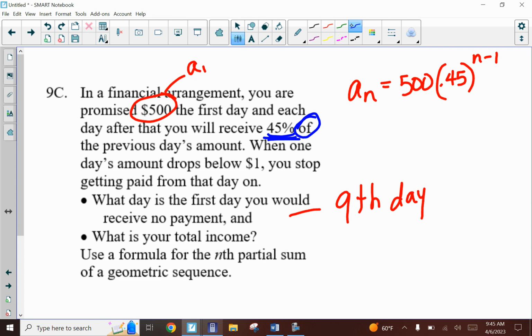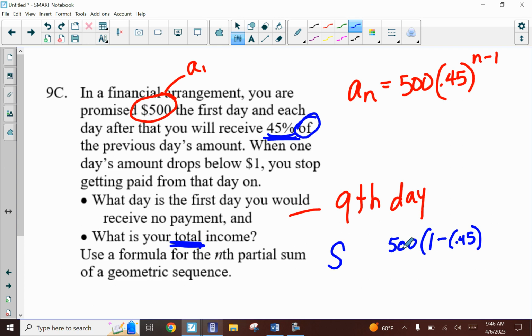Then it says, what is your total income? Now, when it says total income, total means that you're going to add up all the days you got paid. So we're going to have to do the sum. So the sum of the geometric sequence is going to be the first number, which is your 500. Then it's going to be 1 minus r. So my r is 0.45. And this is going to be to the n power. The n is going to represent how many days we did get paid.